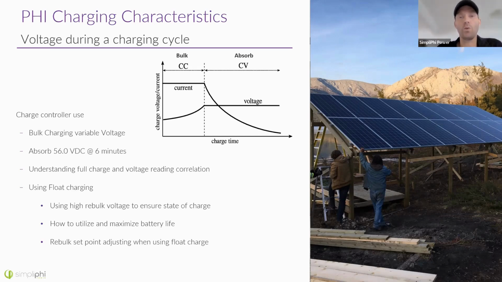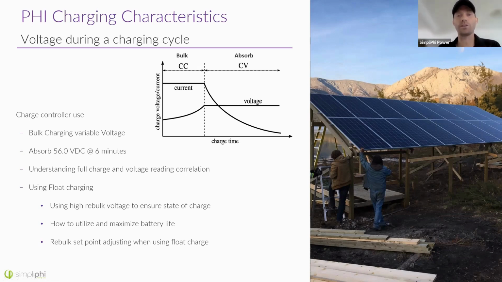And so we're just going to hold at 56 volts. And the charge current is going to deplete and get less and less as that battery is approaching 100% state of charge. So for us, the absorb cycle is actually pretty short. It's just 6 minutes. Simplify recommends a 6-minute absorb cycle. That's 1/10 of an hour, right? So 1/10 of an hour at 56 volts, that battery will be fully charged up.